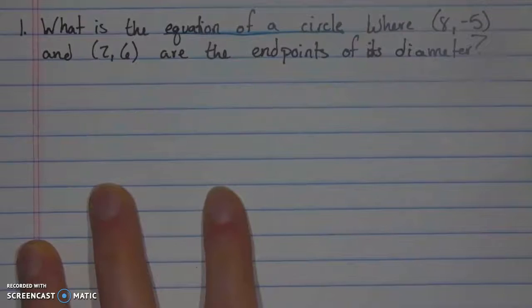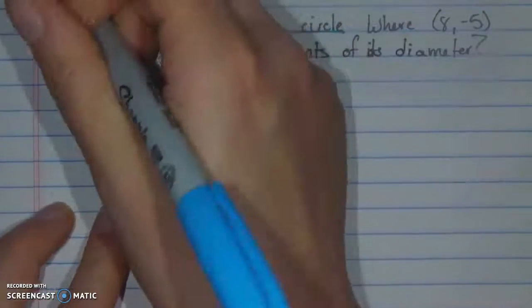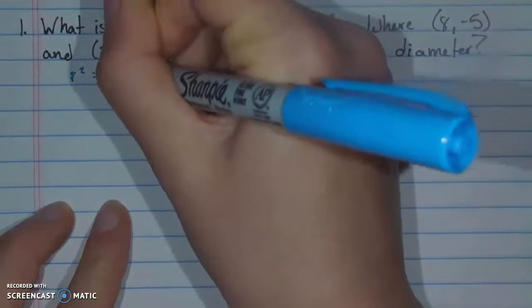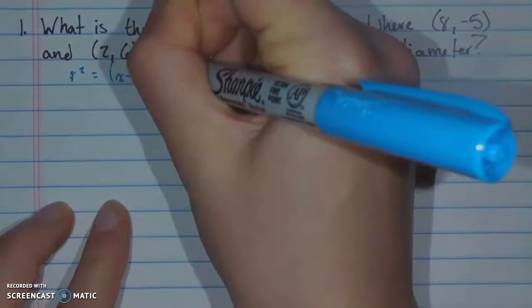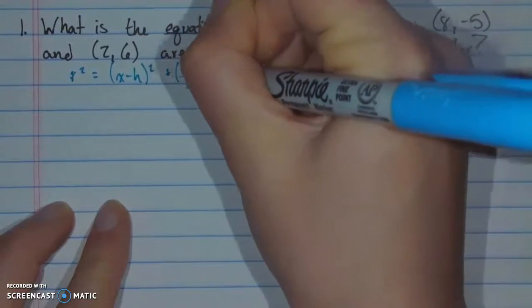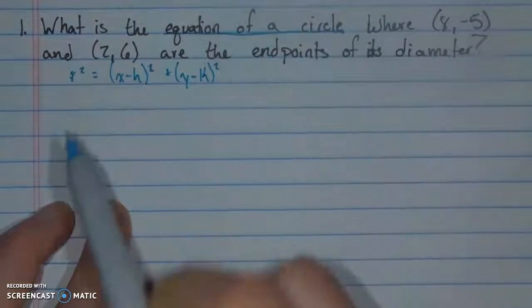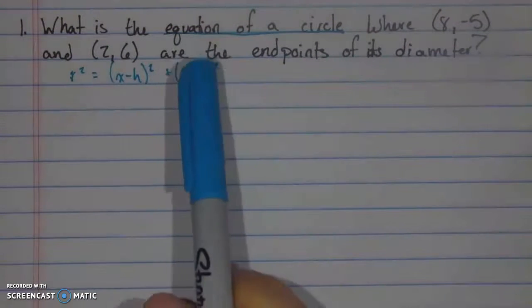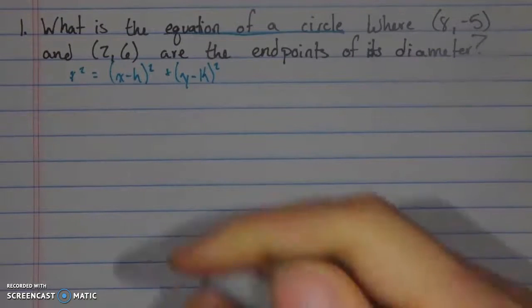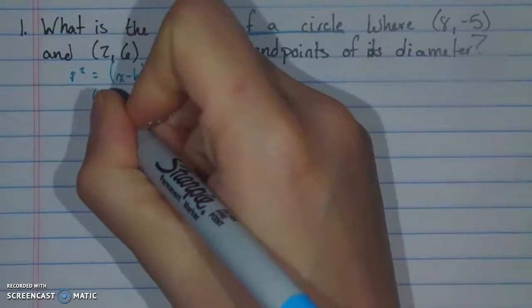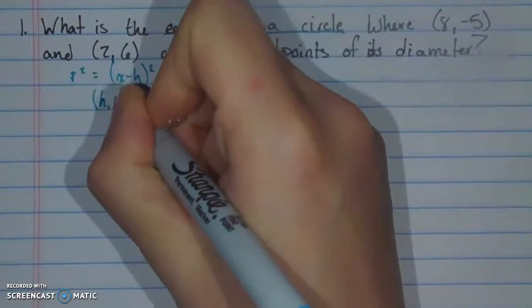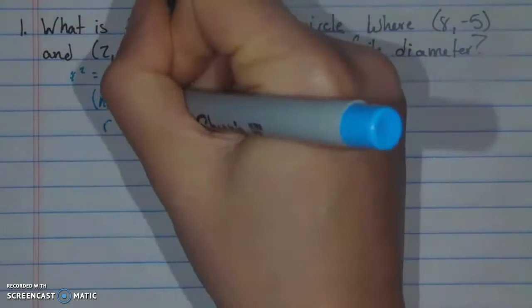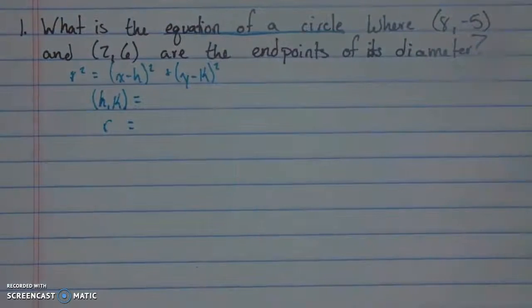The first thing that I see is I want the equation of a circle. And I know that the equation of a circle is r squared is equal to (x minus h) squared plus (y minus k) squared. Don't forget those squares, okay? Now, in order to give them what they want, I'm going to need to find two things for this formula. I need to find (h, k) and I need to find r. So if I can find these two things, I will be good to go.